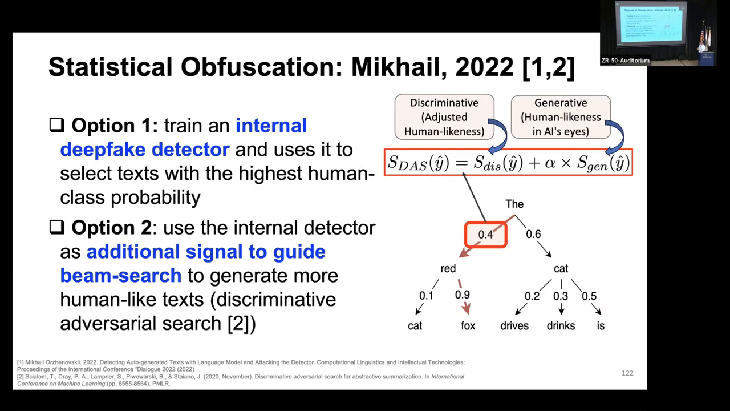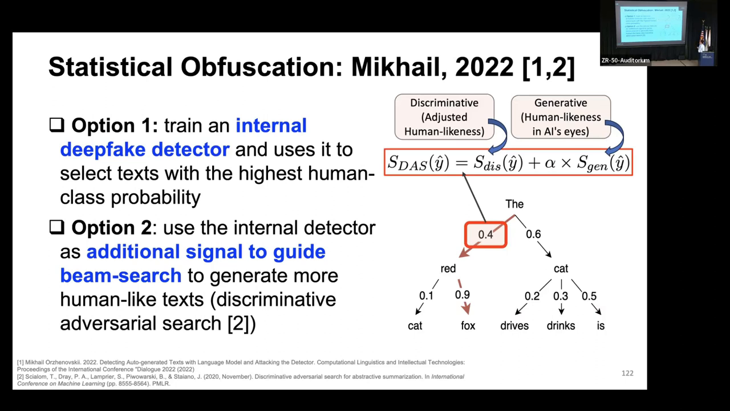And this paper introduced two options. The first option is straightforward. If we can train an internal detector, then we can just generate a lot of text and choose the one that is the least likely to be detected as machine generated. Option two is to use an internal detector as an additional signal to guide the beam search to generate more human-like text.